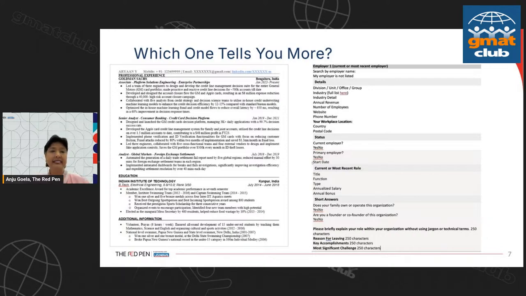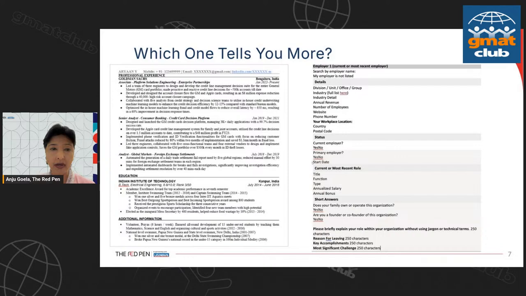Let's look at a resume and the employment section of an application form. Now, if you see the resume on the left-hand side, which one do you think tells you more? I'm talking more in terms of your employment details. Obviously, the employment section. We can see that the candidate has written about their career trajectory at Goldman Sachs, where they work, and they've showcased growth and development through the various roles.